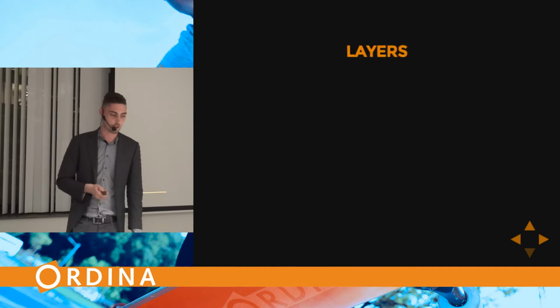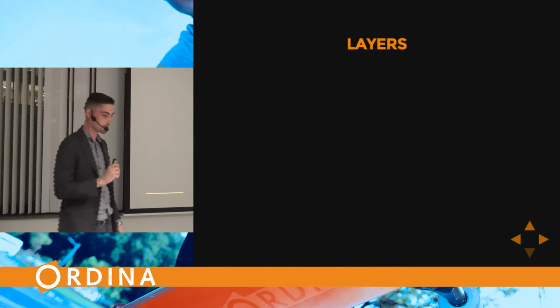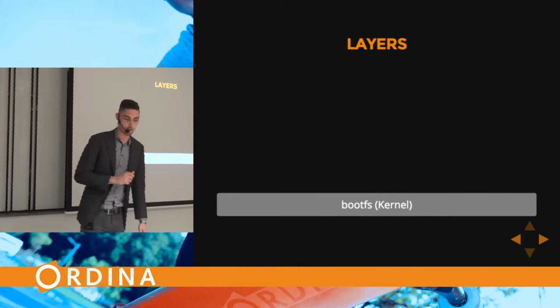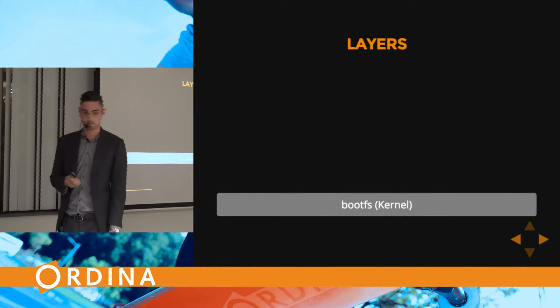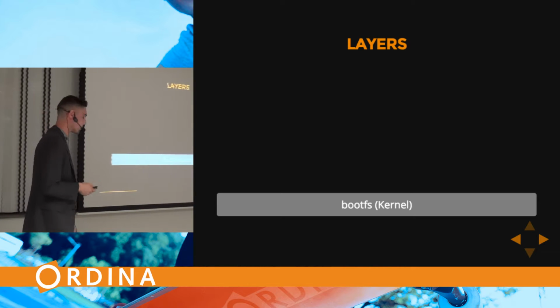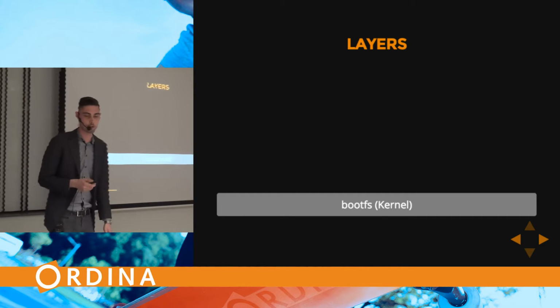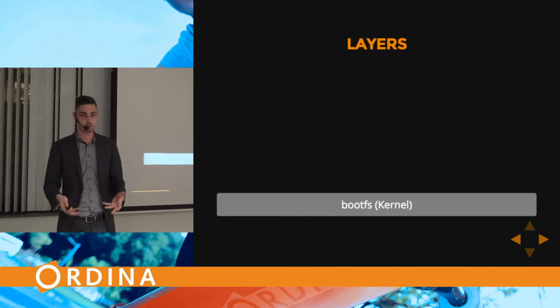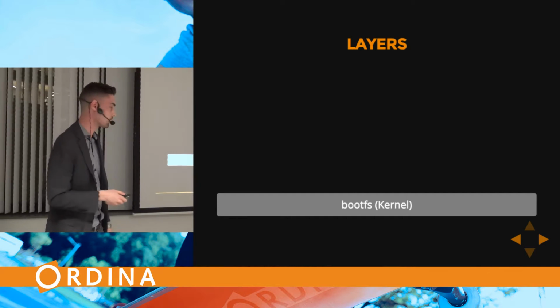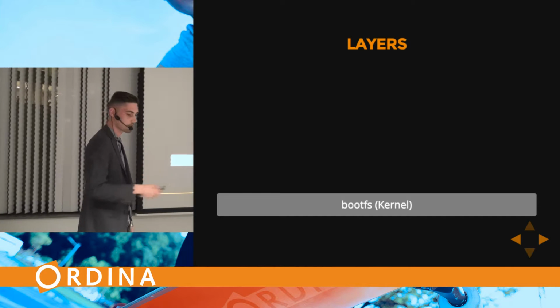So let me give you an example of layers. Each image consists of the following layers. You have your boot FS layer. You don't actually see this anywhere if you're using Docker. It's there, but you don't see it. It's just the kernel that you're using. So this is actually always the same for all the containers running on the same host.